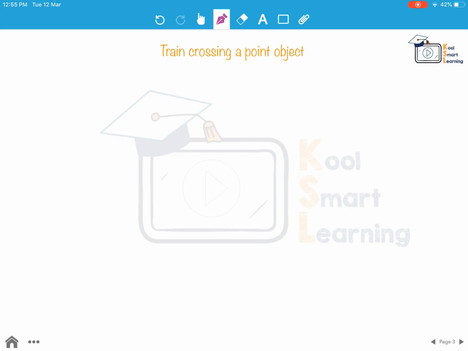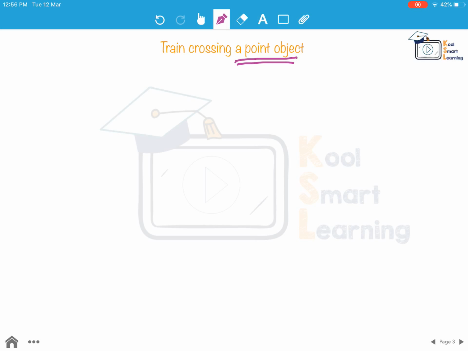Let's now move on to the concept of a train crossing a point object. When we say point object, it could be a man standing, it could be a pole, it could be a tree, and a train is crossing it. So how much time does it take for a train to cross a point object?